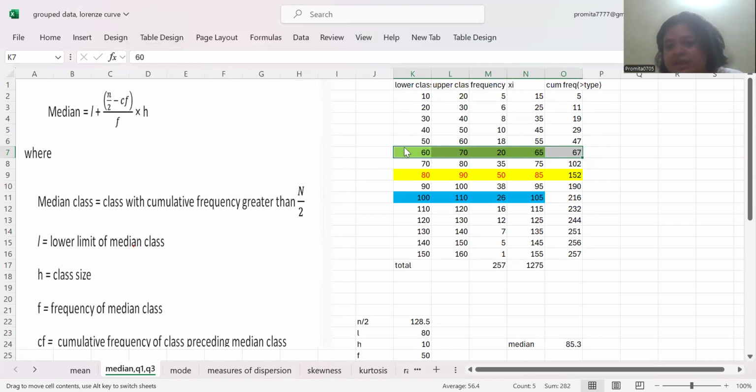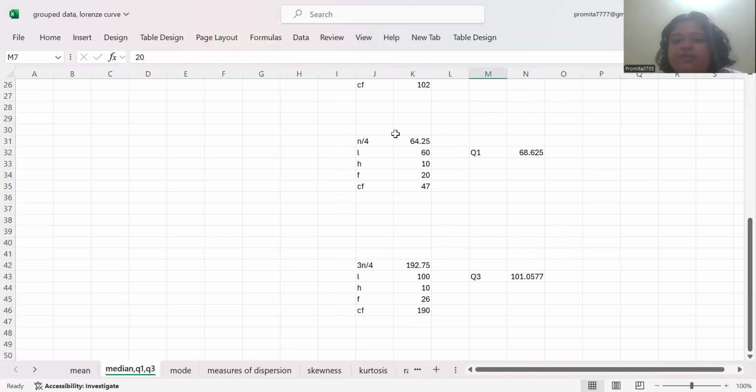So the lower boundary is 60 here, the frequency of that class is 20, and the cumulative frequency of the previous class is 47. First we have written all the information here, that is n by 4, L, H, F, and the cumulative frequency of the previous class, which is 47. Next we calculate the median.